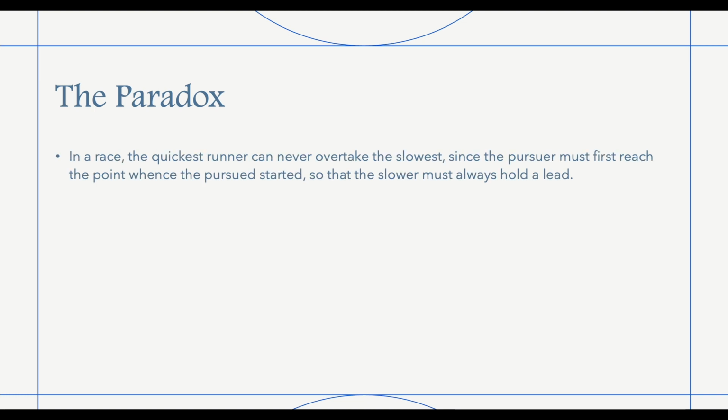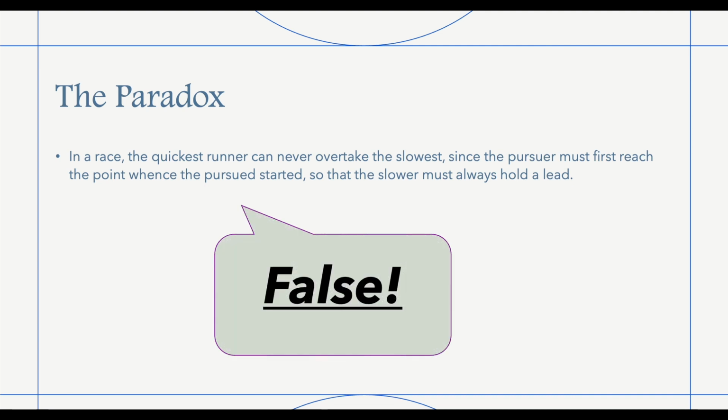The paradox states that in a race, the quickest runner can never overtake the slowest, which is obviously false, since the pursuer must first reach the point whence the pursuit started, so that the slower must always hold the lead, no matter how small it is. Well, we know that is false, but why is that? We're going to prove that in this video.